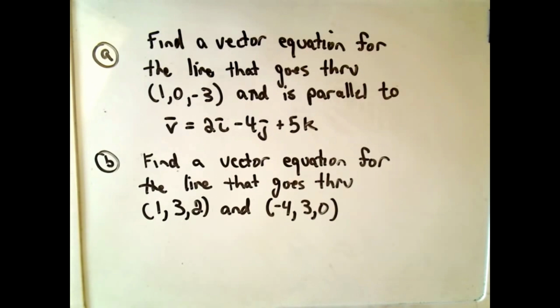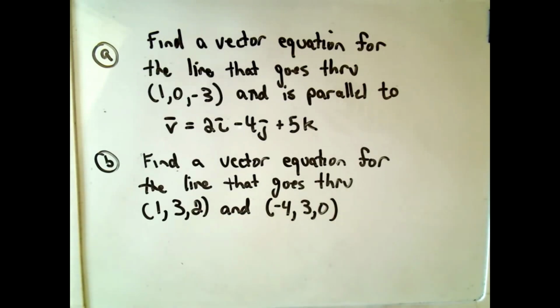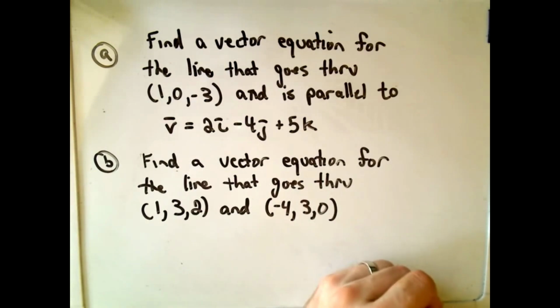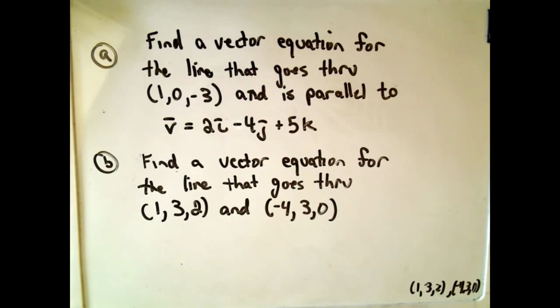But okay, so let's do 2 problems here. We're going to find a vector equation for the line that goes through this point 1, 0, negative 3, and is parallel to the vector 2i minus 4j plus 5k. And then we're just going to find a vector equation for a line that goes through 2 points. So 2 problems, neither of which I think are going to be too terribly miserable. So in the first problem here, give myself a little room, so I can remember my other problem here because I'm about to erase it.